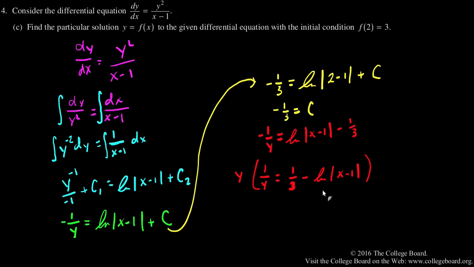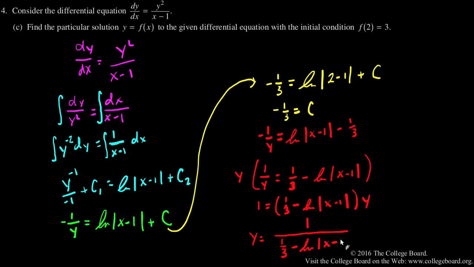I'm going to multiply both sides by y and get 1 equals 1/3 minus the natural log of the absolute value of x minus 1, times y, and then divide both sides by this and get y equals 1 over 1/3 minus the natural log of the absolute value of x minus 1. And that's what I meant. If I flip this 1/y as y/1, then all of this over 1 becomes 1 over all of that. A common mistake would be people try to write 3 minus 1 over natural log. It doesn't work that way. You have to flip the entire side.